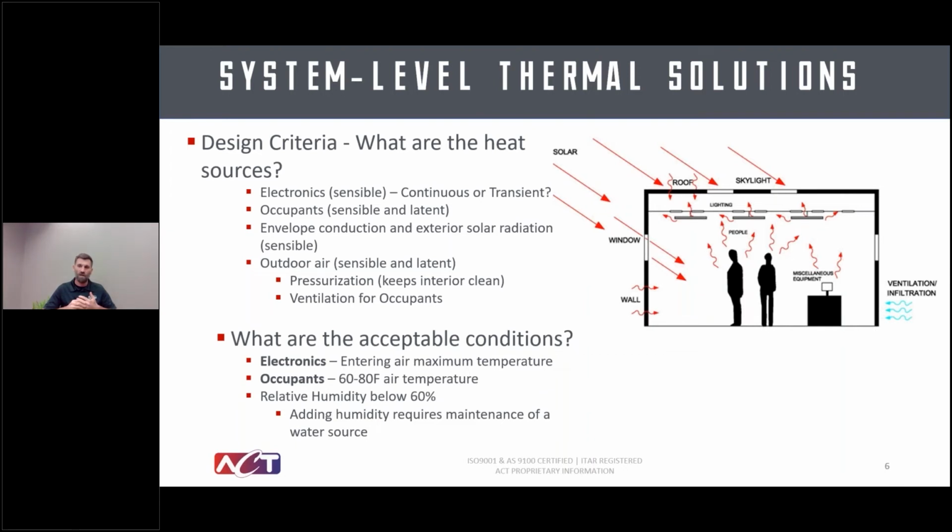Once we know what the loads in the system are, we also have to understand what we're trying to maintain in the system. So what are the acceptable conditions? For electronics, that's usually an entering air temperature to the electronics. With occupants, it's more of an average space temperature that's being controlled.